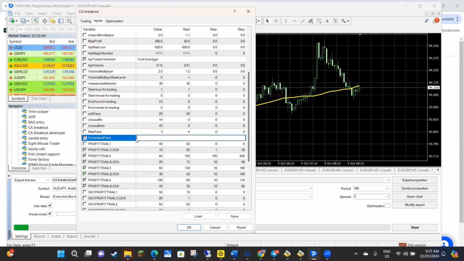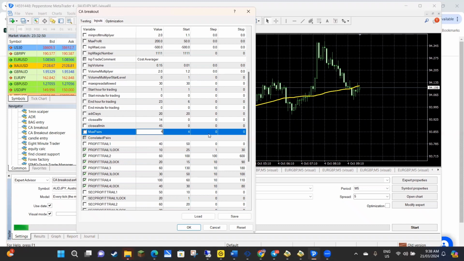Whether you use that or not, the templates will have the correlated pairs typed in for you. You may or may not wish to use them. It was quite important with the cost averager version of this software, but with the breakout requirement now, not so important. Although you still want to avoid trading all of them. If you had 4 pairs limited to, you wouldn't want them all to be Japanese yen pairs.